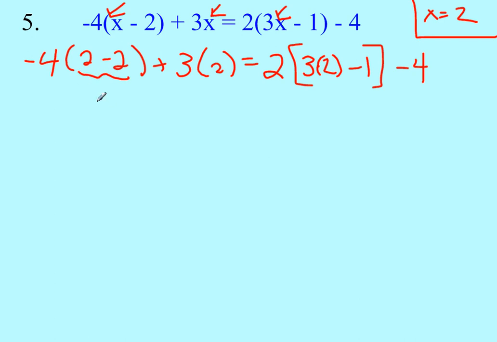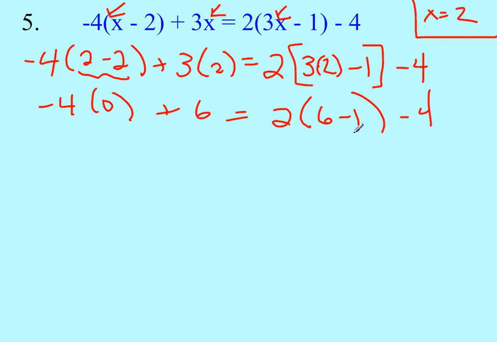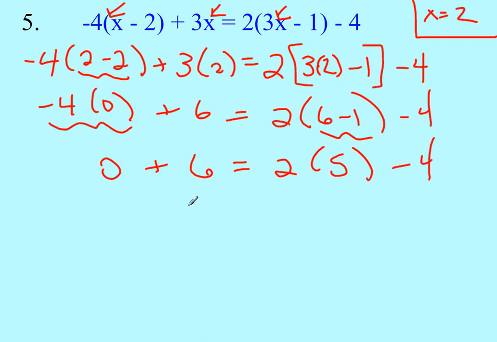Simplify this part of it in parentheses is 0. So I have negative 4 times 0. Plus 3 times 2 is 6. 2 times 6 minus 1 and minus 4. Only thing here I can see is make that a 5. So I have 0 here plus 6. 2 times 5 minus 4. 6 equals 10 minus 4. And 6 equals 6.